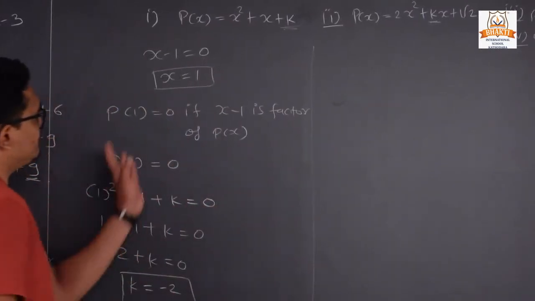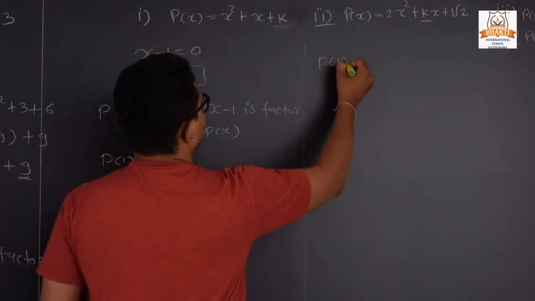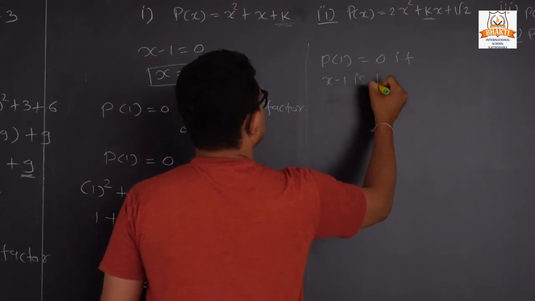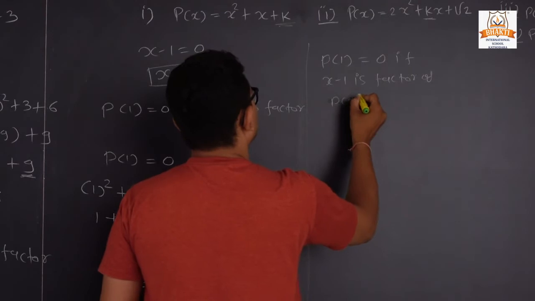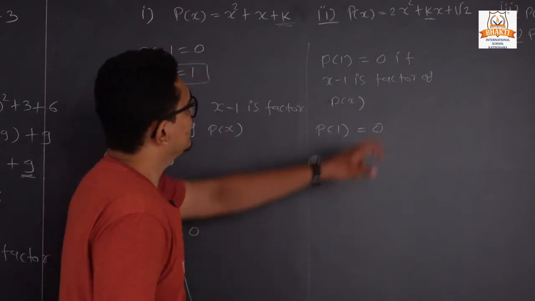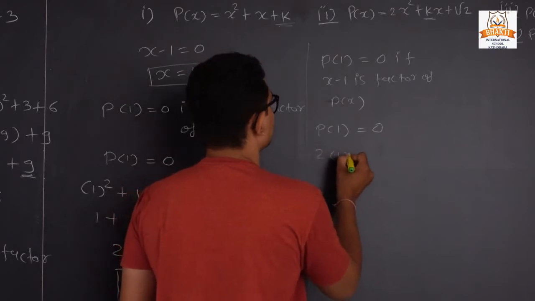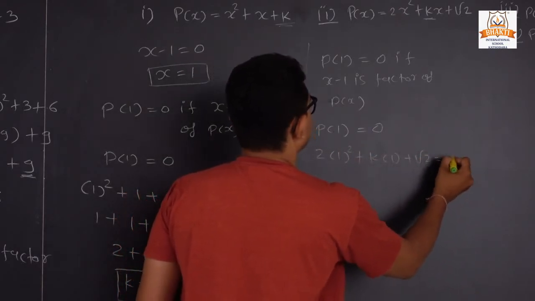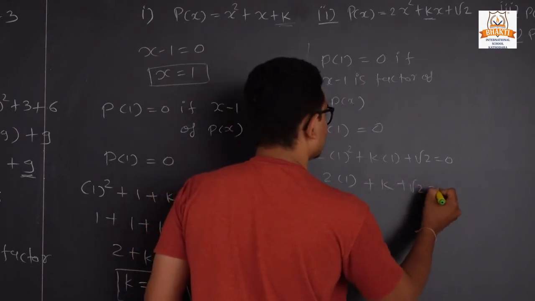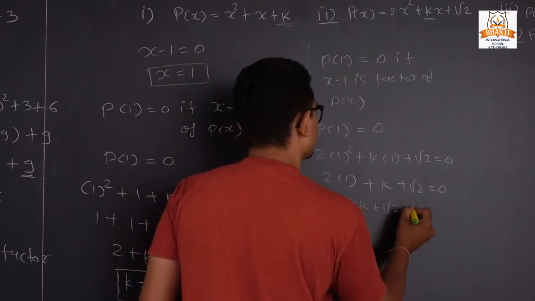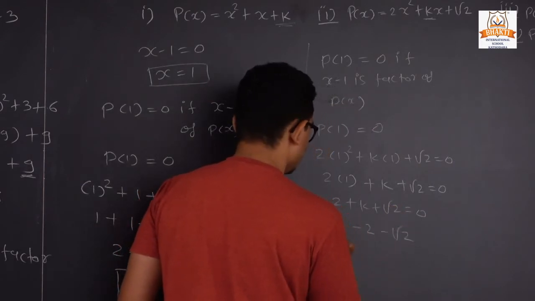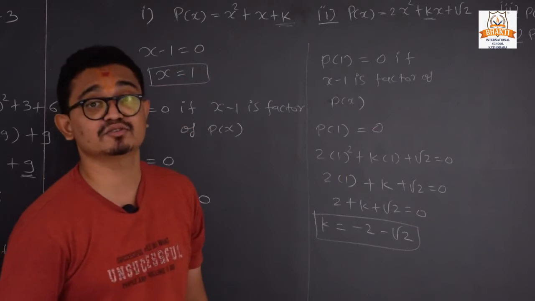Now second, same procedure, we take p of 1 is equal to 0 if x minus 1 is a factor of p of x. Now x is replaced with 1. So 2 bracket 1 square, 1 plus root 2 is equal to 0. 1 square is 1, k into 1, so k plus root 2. 2 ones are 2. If these both go to the second side, they become minus. So plus 2 becomes minus 2 and root 2 becomes minus root 2. So the value of k is minus 2 minus root 2.